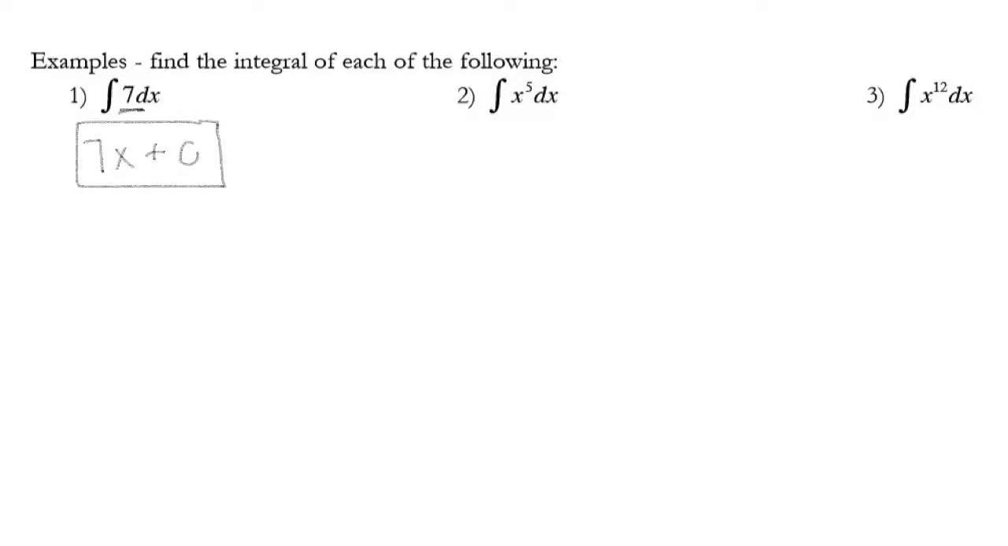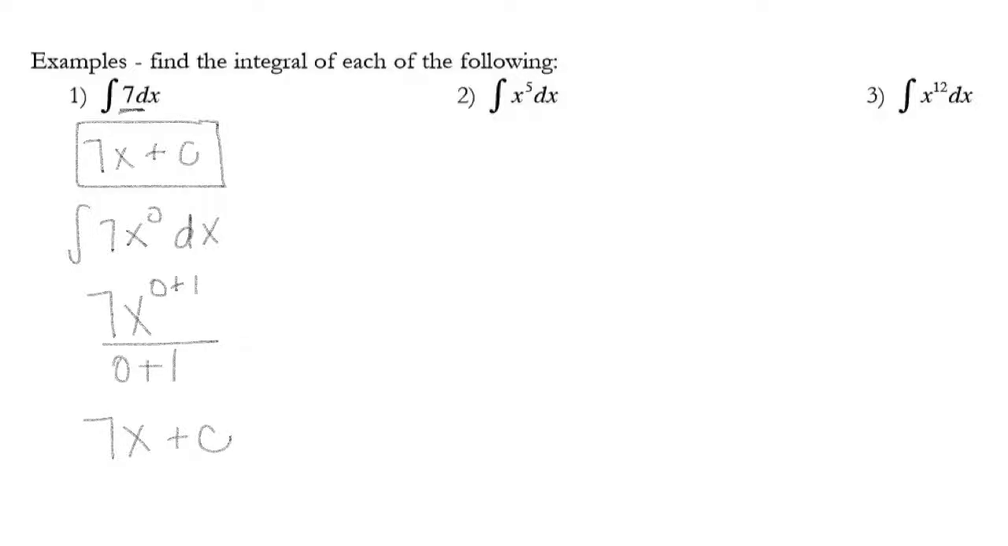Now, if you don't see right off that, hey, it had to be 7x, you could rewrite this integral to be 7x to the 0 power dx, and if we add 1 to our exponent, remember that would be 0 plus 1 over 0 plus 1, and once we simplify, notice we get 7x, just like we did earlier. So looking at it, if you can reason through it, that would be great.